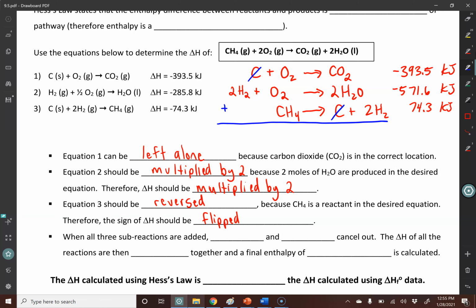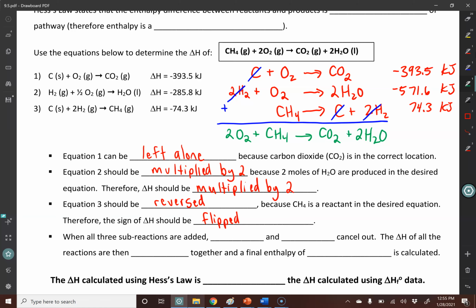Is there anything else I can cancel? Hopefully we're looking at those two H2s. Yeah, those can cancel out as well. What about the O2s? No, those will not cancel. Why not? They're both on the reactant side of the equation, so they're actually going to add together. So I'll put this in another color. If I add up my reactants, I've got 2O2 plus CH4 yields carbon dioxide plus 2H2O.